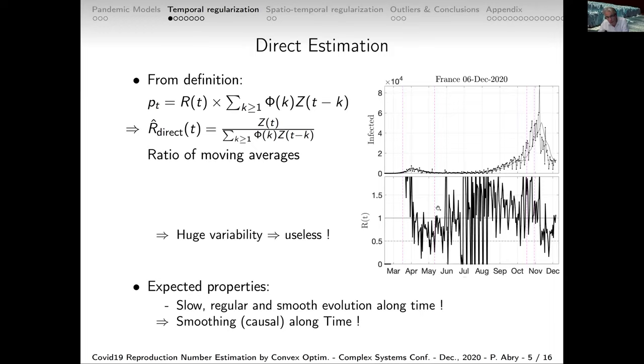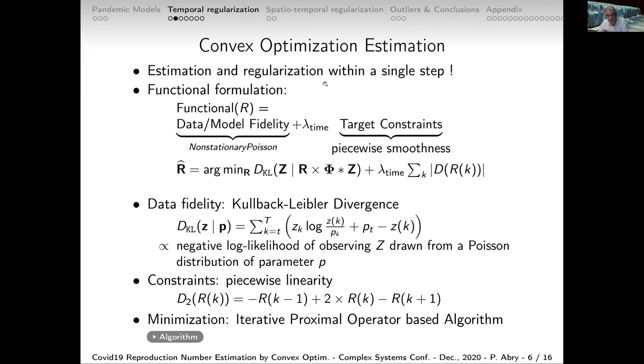So instead of using an a posteriori filtering, what we are going to do is nonlinear processing of these data. And instead of doing first estimation and then smoothing, we are going to do both the estimation and the regularization in one step, using a nonlinear operation, which is built by minimizing a functional.